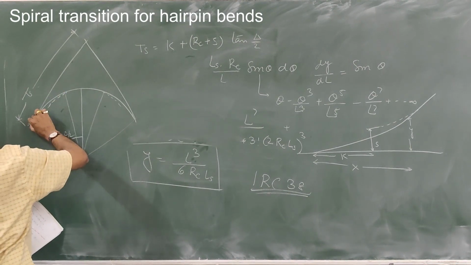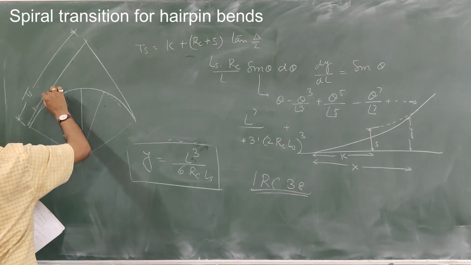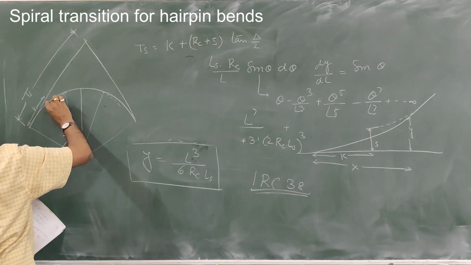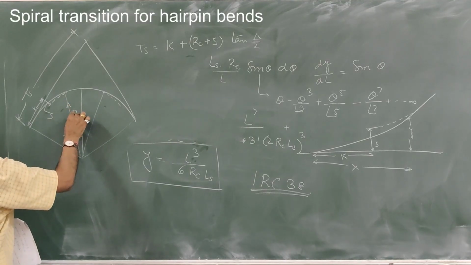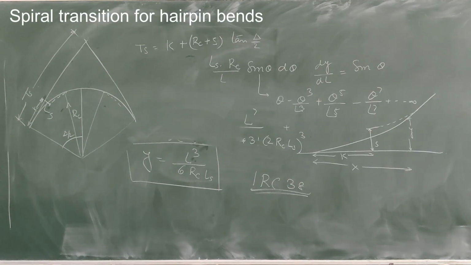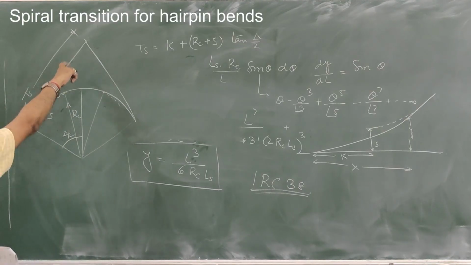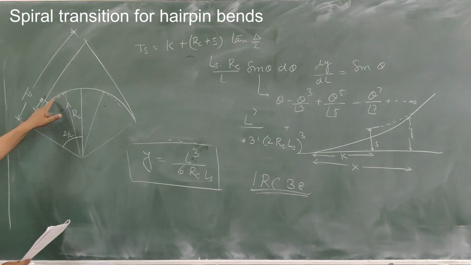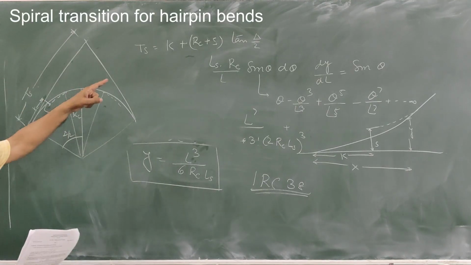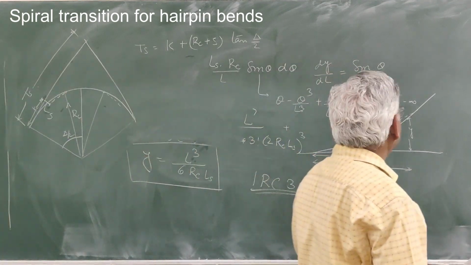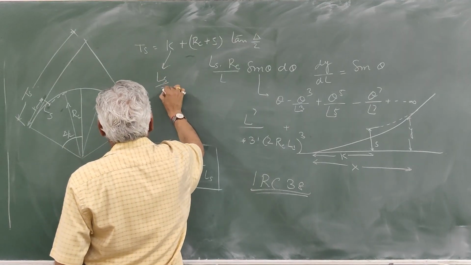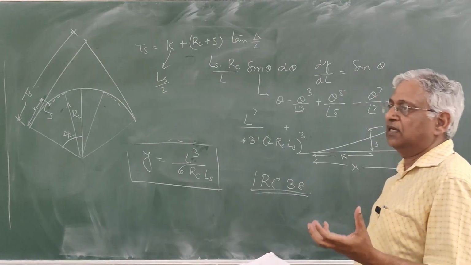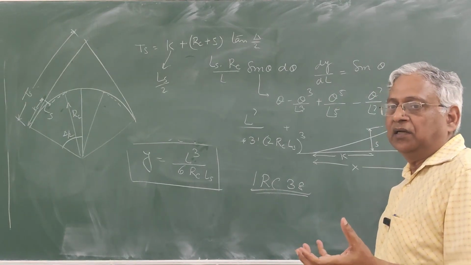This is k, which is measured along x, where you get the shift S. This is k, this is shift S, and that is the Rc. So this Ts will be k plus the remaining Rc plus S. Physically you are moving Rc plus S here, and then tan of delta by 2. Now k, as I told you, is approximately Ls by 2, and that is how you measure the shift. Shift is taken at half of the transition length.